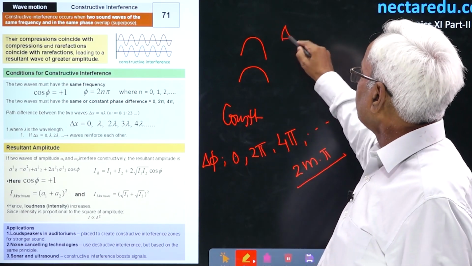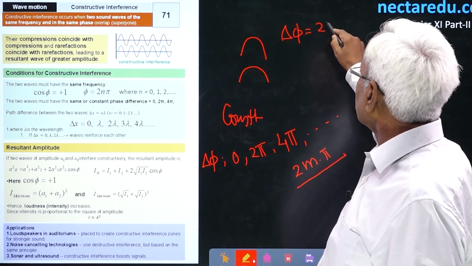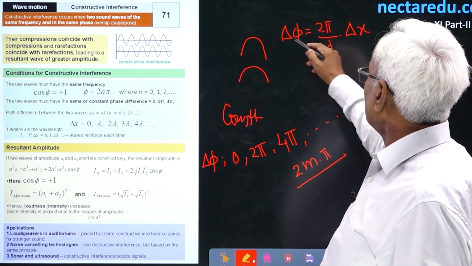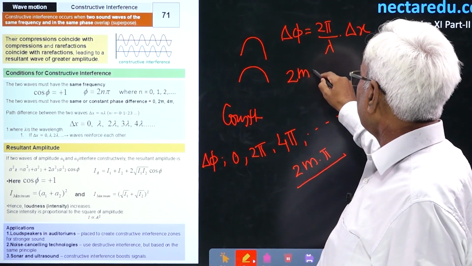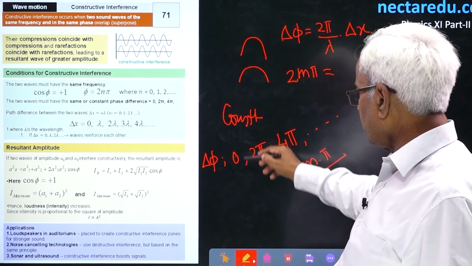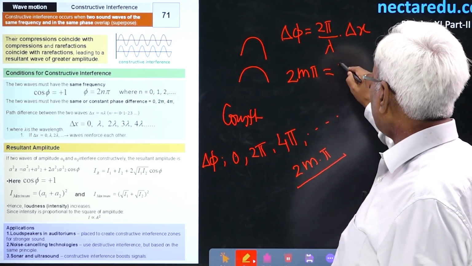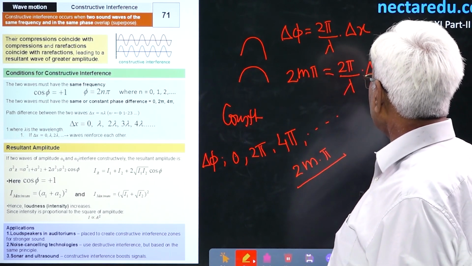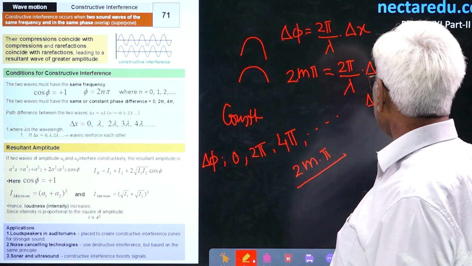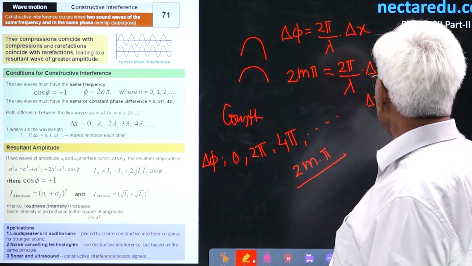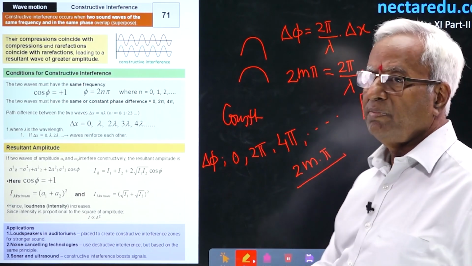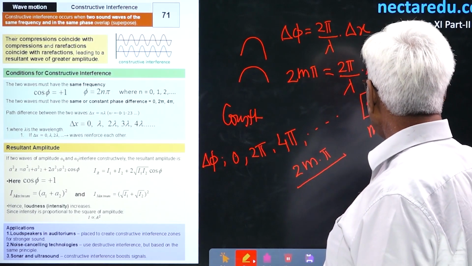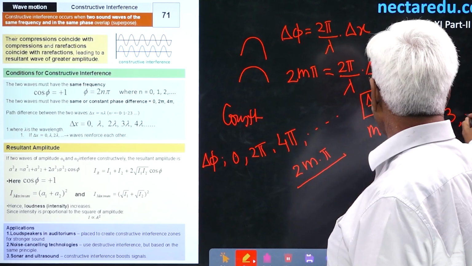We also know that phase difference is given by the relation 2 pi by lambda times delta x. So, if you put here 2 m pi, which we got for constructive interference, you will find delta x comes out equal to m lambda only. M lambda means an integral multiple of wavelength. M can have the values 0, 1, 2, integral values.